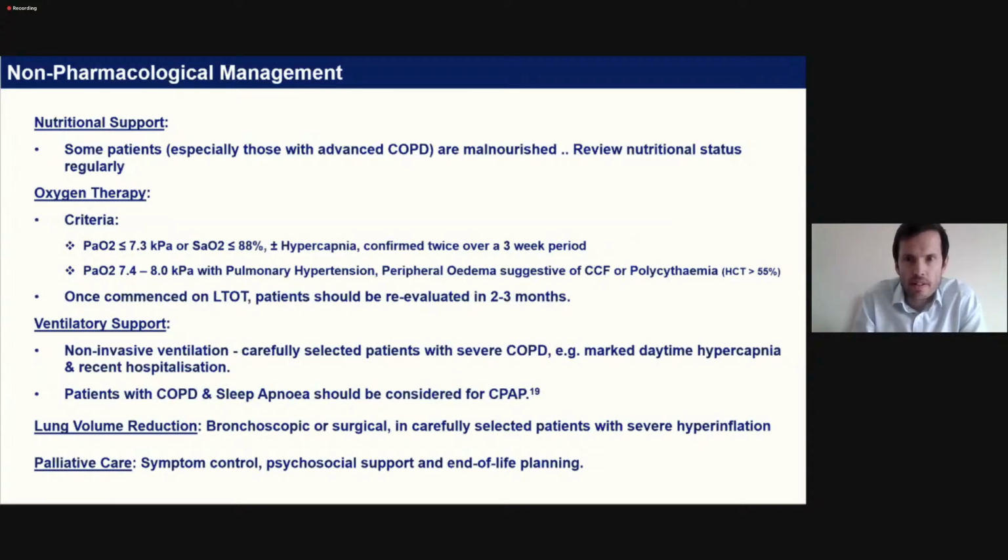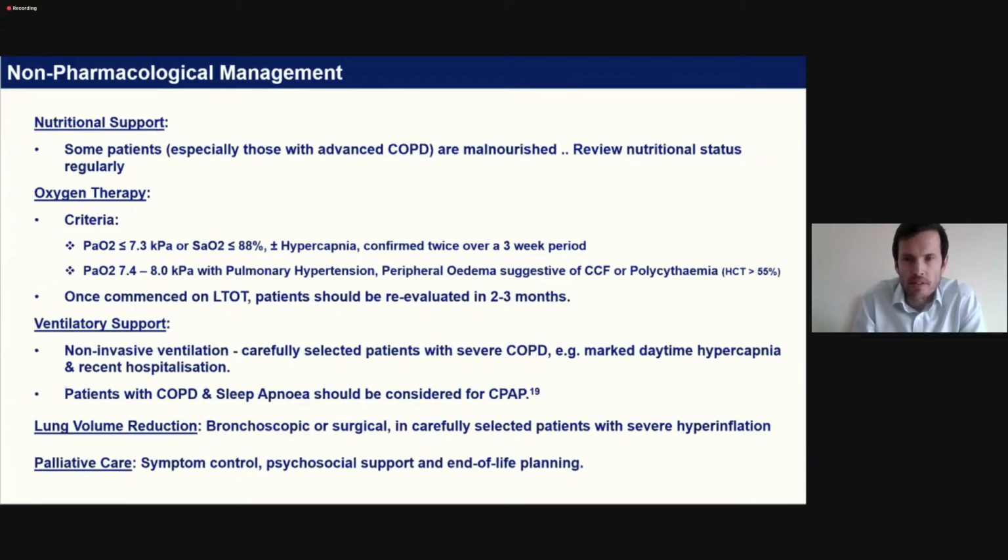Review of a patient's nutritional status should be performed at each patient review, as some patients with COPD, especially those with severe disease, have been shown in studies to be quite malnourished. These patients require additional nutritional support. Patients with moderate to severe disease should be reviewed for long-term oxygen therapy. And I've shown the criteria, which many of you will know, for a prescription of long-term oxygen therapy here. Once commenced on long-term oxygen therapy, patients should be reevaluated in 2 to 3 months' time.